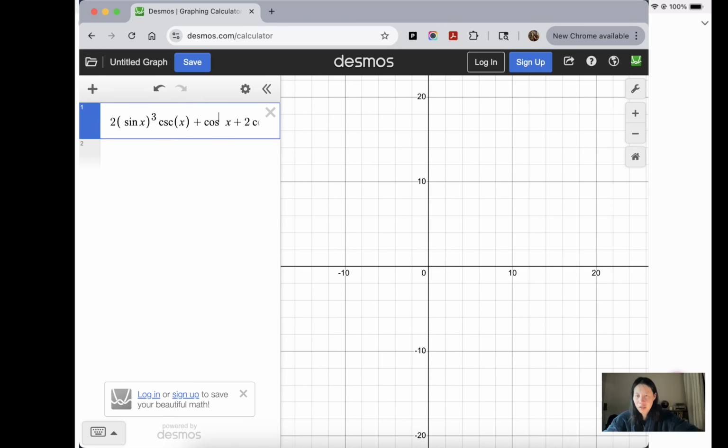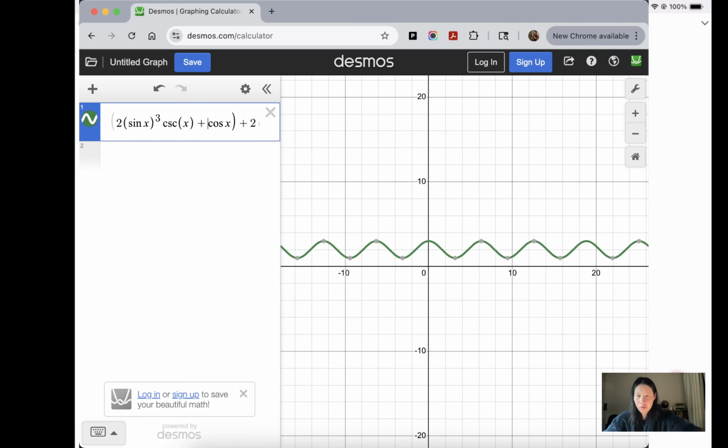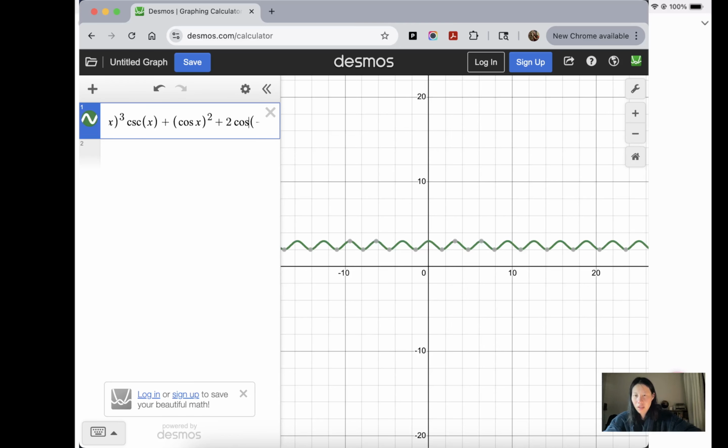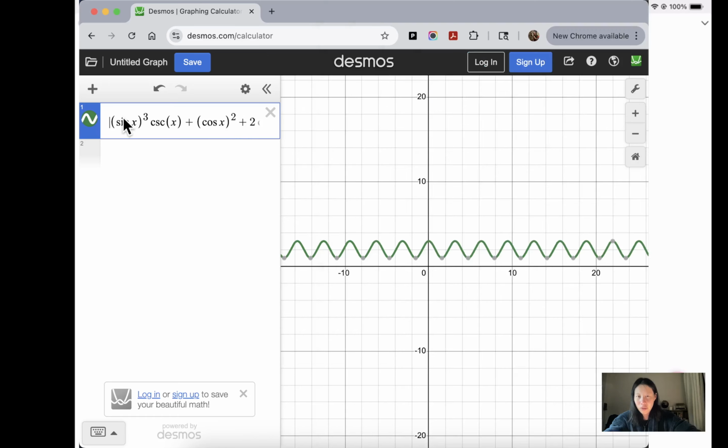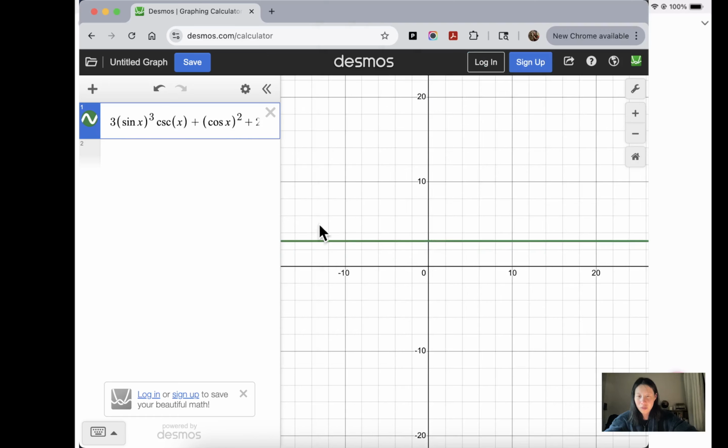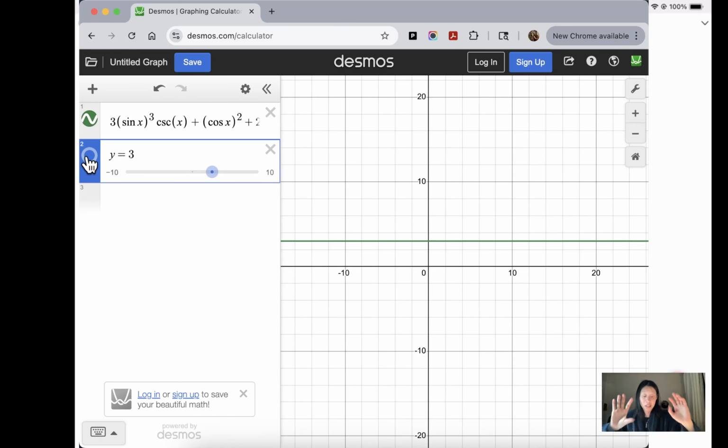And for this one, again, square them. Almost there. This is 3. So look, this is y equals 3. They overlap. That means these two are equal. So that means such a complicated function ends up equal to 3.